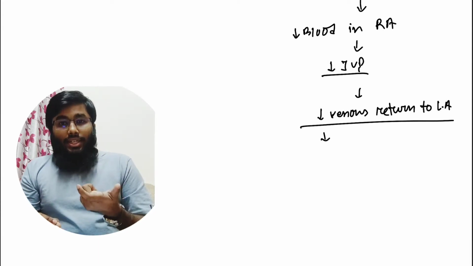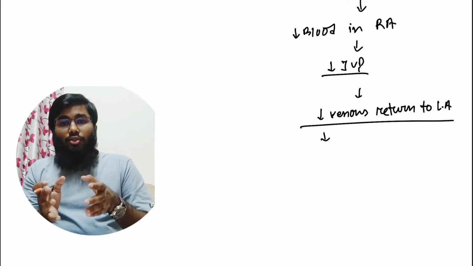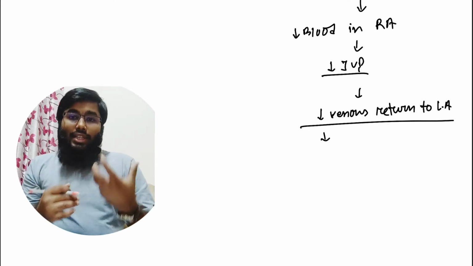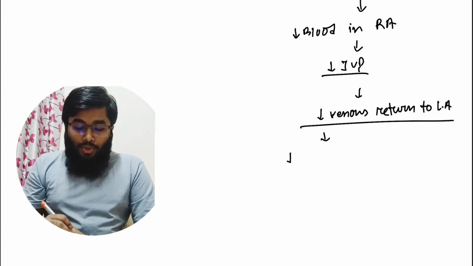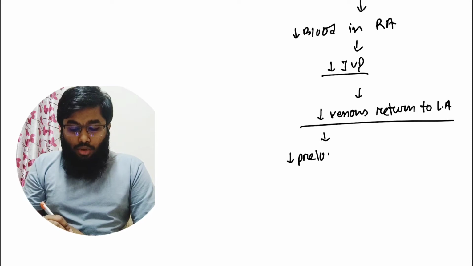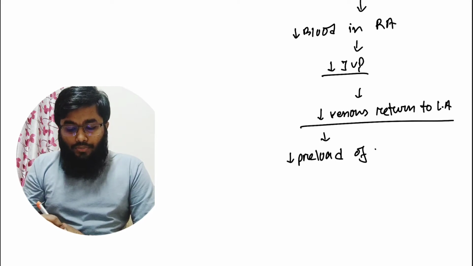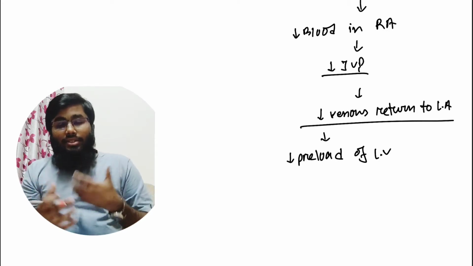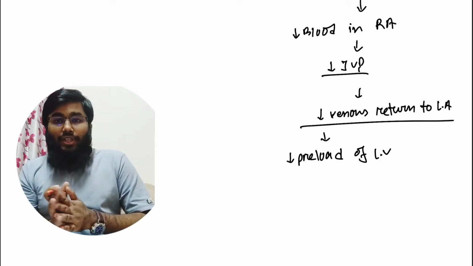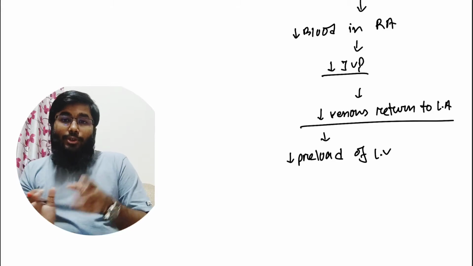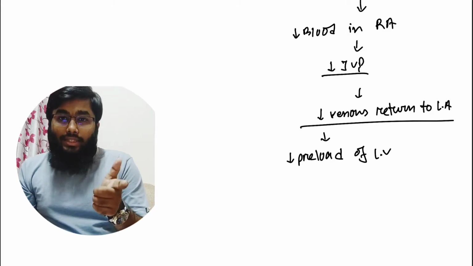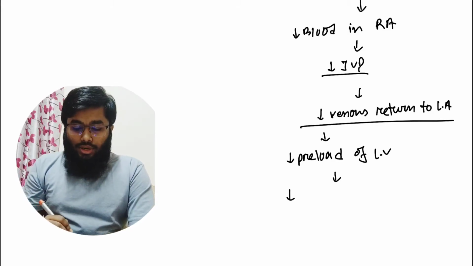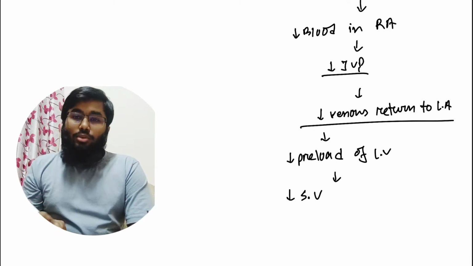So decreased venous return to the left atrium causes decreased blood going to the left ventricle. So there is less blood for the left ventricle. Okay, so it will decrease the preload of the left ventricle. Because the amount of blood is less, and when there is decreased preload in the left ventricle, the stroke volume will be high or less? It will be less. So there is decreased stroke volume also.